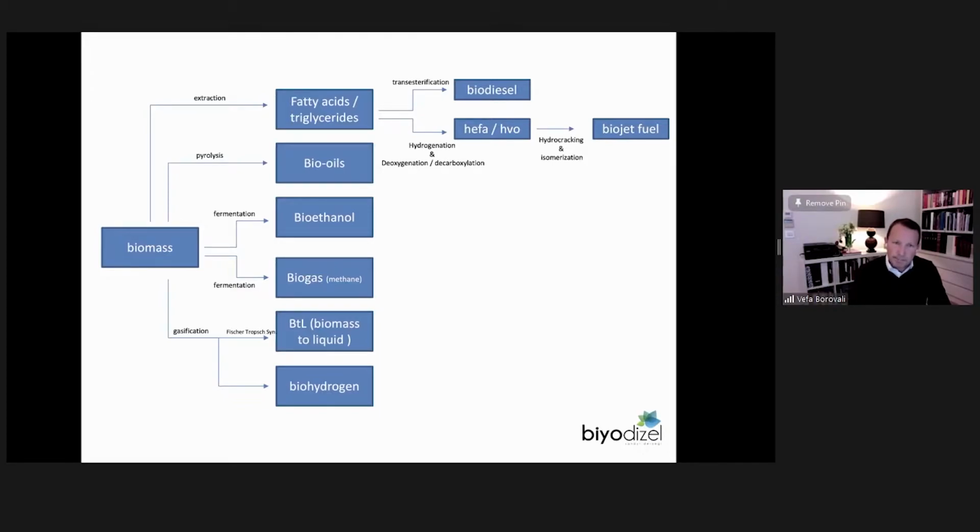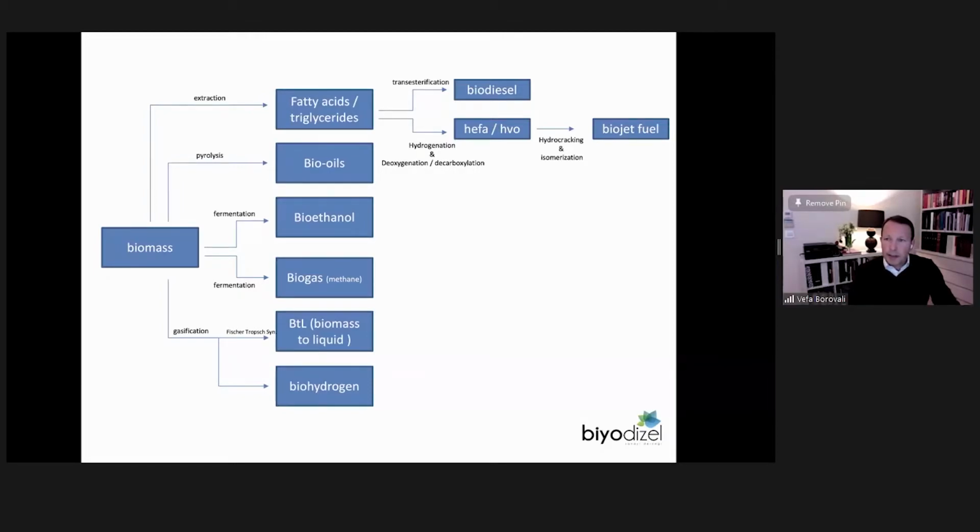most common ones here. And on top of the list, we have the biodiesel and biojet fuel production, and that starts with the extraction of fatty acids and triglycerides, oils mainly, and then we can go through trans-esterification or direct esterification. We will go into details shortly, and produce biodiesel at the end.